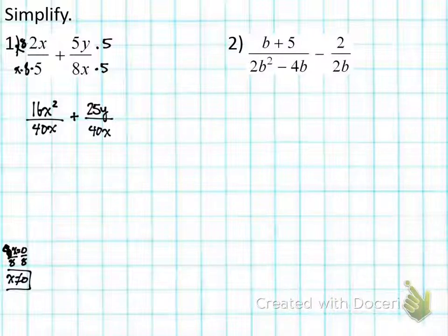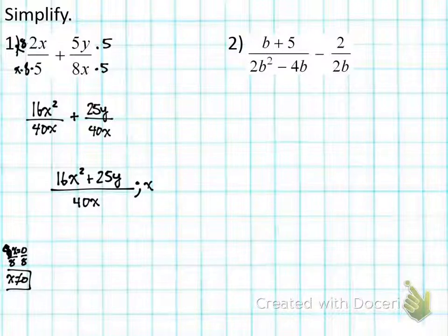Now we could add our numerators together. Our numerators are not common terms. We have x squareds and we have y. So even though we could put them together, we can't really combine them because they're different terms. They're not like terms. So we're just going to put them over one denominator. So if you have 16x squared plus 25y, I'm just rewriting it, but I'm making it one problem with one common denominator, 40x. And then, of course, we write our excluded value, semicolon, x cannot equal 0.